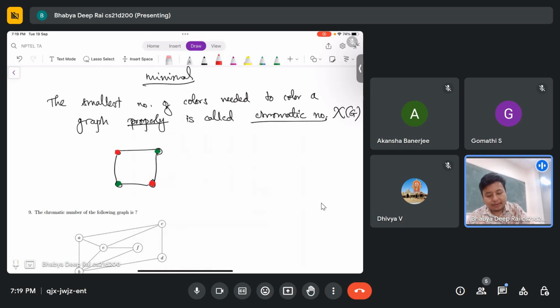I cannot choose one color, because if I choose one color, then obviously two adjacent vertices will be colored with the same color, and it will violate the condition. So here chi of G is equal to 2. This is the least number of colors I need to color it properly. Let's call this graph G. Okay, so this is about coloring.